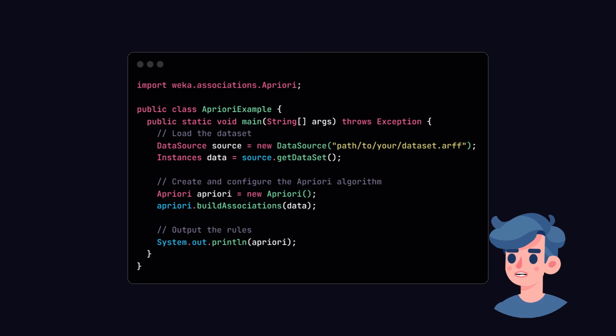Now that we have covered classification and clustering, let's shift gears to association rule mining. This technique is used to uncover interesting relationships between variables in large databases. The classic algorithm for association rule mining is the Apriori algorithm. In this case, we use the Weka library to set up the Apriori algorithm. After training it on our dataset, we print the discovered association rules, which can help businesses identify purchase behaviors.